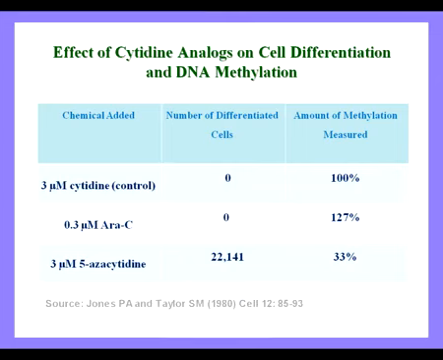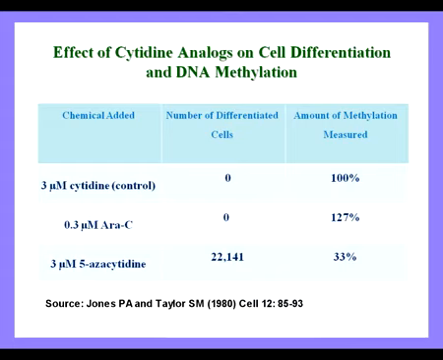It's a small data set that they obtained. They also ran a control to show the effect of cytidine analogues on cell differentiation and DNA methylation. These are three simple columns: chemicals added, number of differentiated cells, and amount of methylation. With 3 micromolar cytidine, which was a control, the number of differentiated cells was 0, there was no differentiation, and the amount of methylation was 100%. So what do you infer from this? In this control, no differentiation was seen, whereas 100% methylation was seen. That means methylation has suppressed the differentiation.